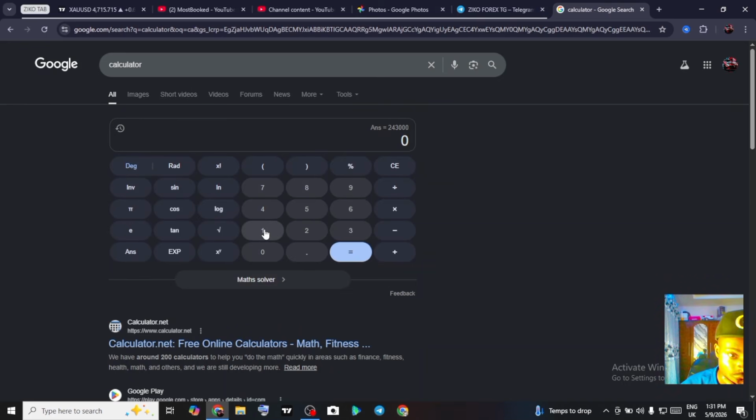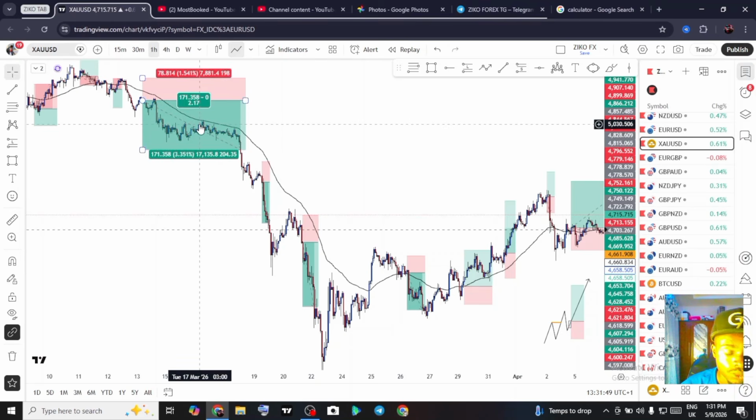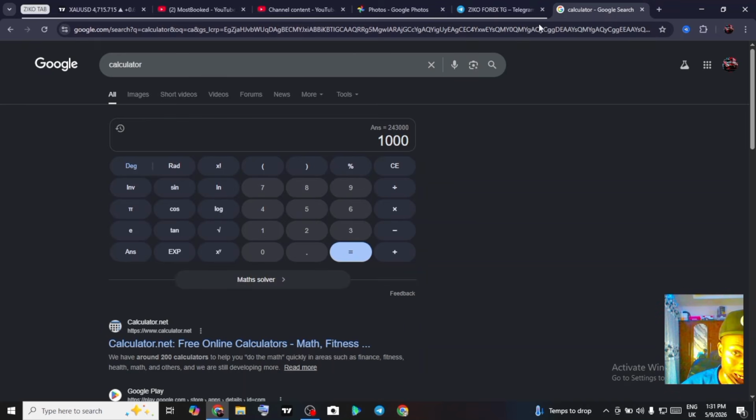Now, assuming I have a $1,000 account, and I took this first trade, 1:2 risk reward ratio, assuming I'm risking 100%. I'm not saying that this is a good thing to do because it's a high risk thing, but just follow me here. I'm risking $1,000 on this trade right here. So if I risk $1,000 and I get a 1:2 risk reward ratio, my profit will be $2,000.